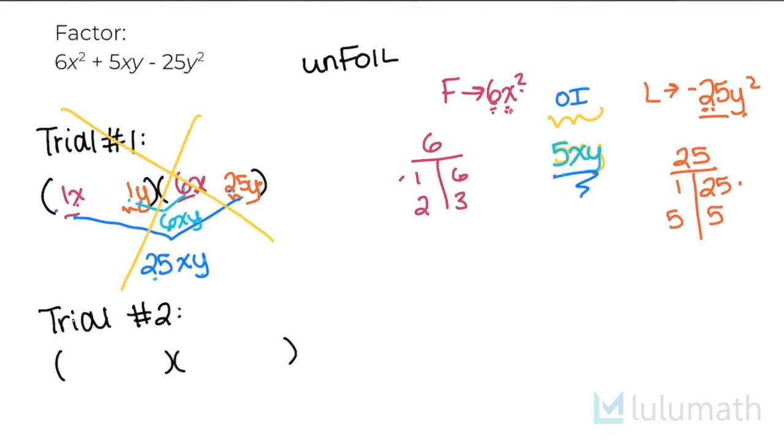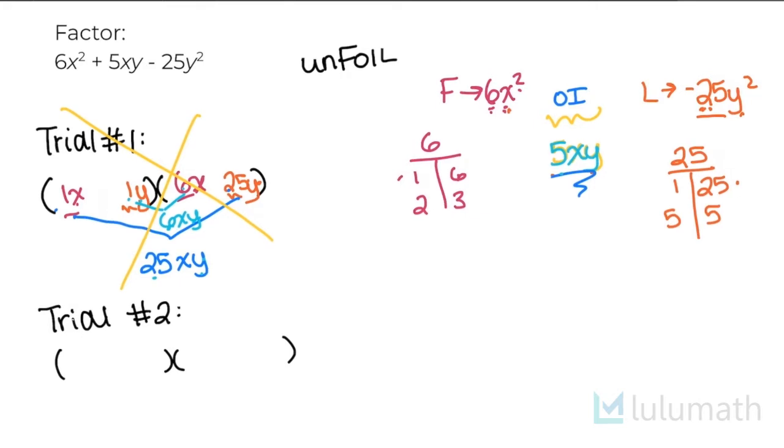All right, so let's go ahead with trial number 2. I'm going to keep the 1x here and the 6x here, but I'm going to swap this 1y and this 25y. So I will put 25y in my first binomial and 1y in my second binomial. And remember, 1y and y are the same thing. So for my outer, I will get 1x times y, which is 1xy. And for my inner, I will get 25y times 6x, and 25 times 6 is 150, and then x times y is just xy. And again, I'm not going to get 5xy from that, so we will cross off trial number 2.